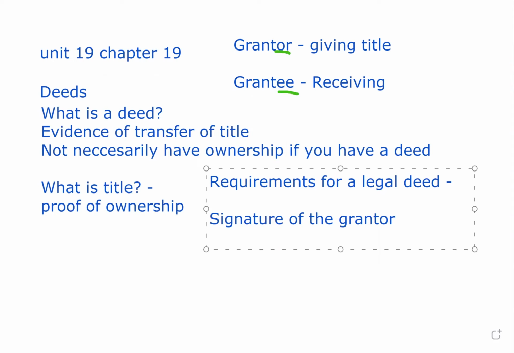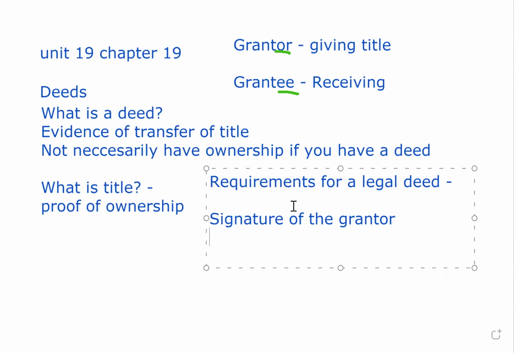We do not need to have the signature of the grantee. Think of it this way. When you go to a store to buy something, they give you a credit card receipt, they have you sign. Then your copy of the credit card receipt sometimes does not have a signature line. Why? You don't need to sign something if you have accepted it. So another one of the requirements of a deed is delivery and acceptance.